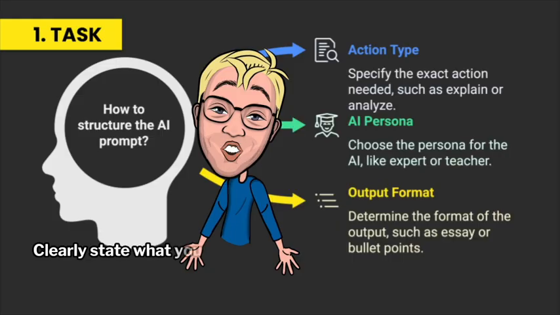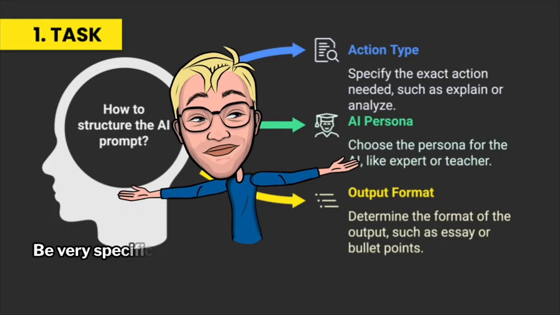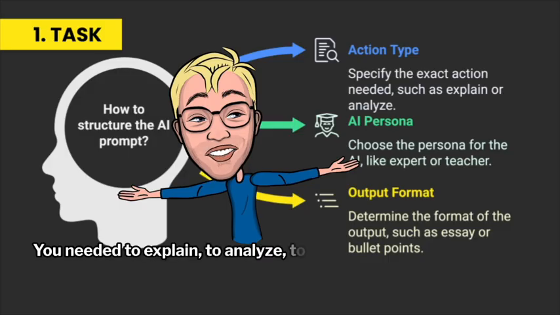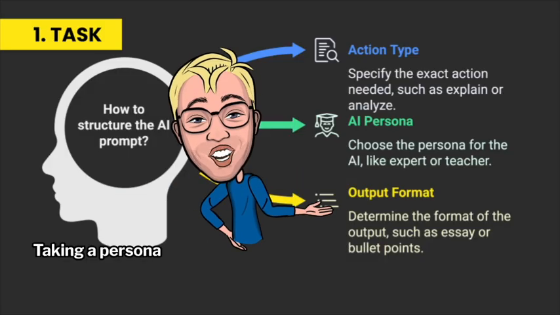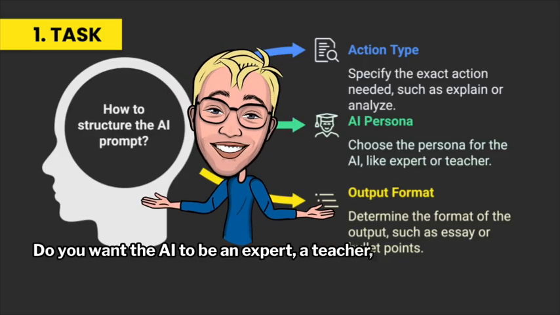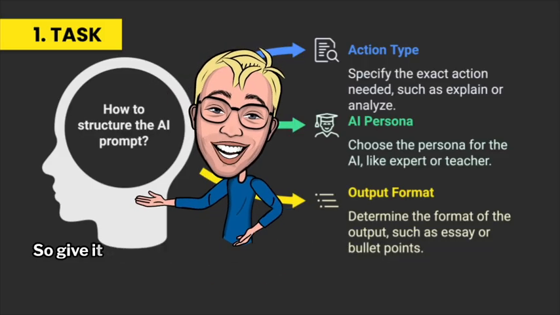Clearly state what you want the AI to do. Be very specific about the action that you need. Do you need it to explain, to analyze, to compare? Taking a persona you want the AI to adopt. Do you want the AI to be an expert, a teacher, a student? So give it a persona and it will act as that person.